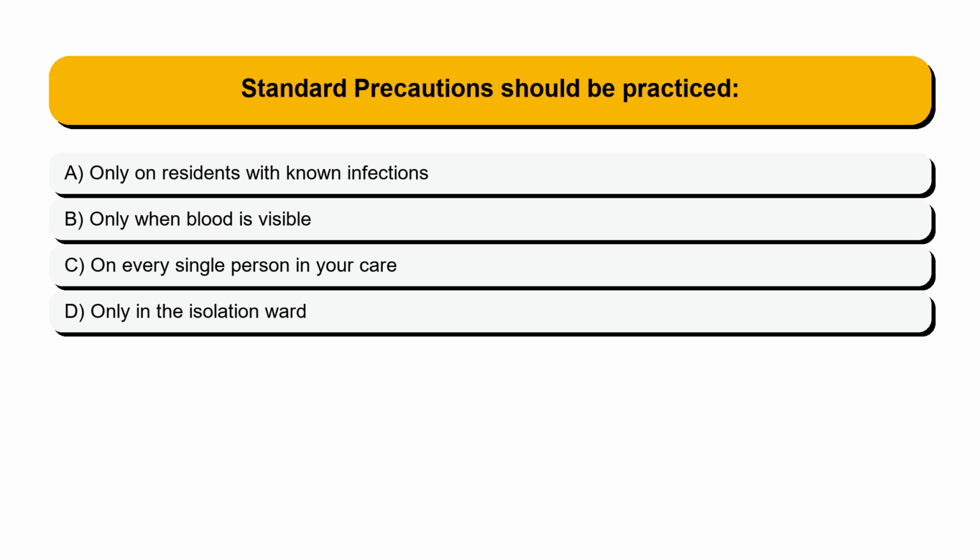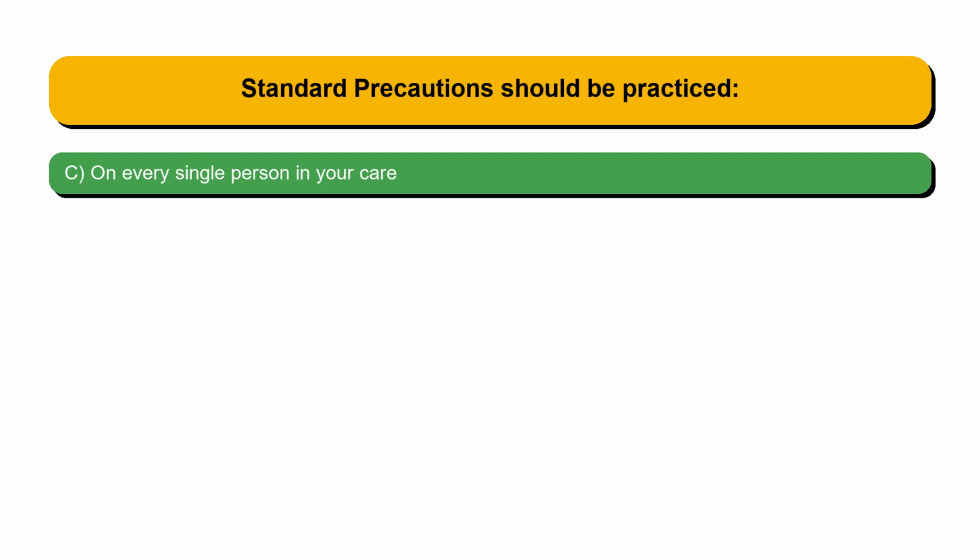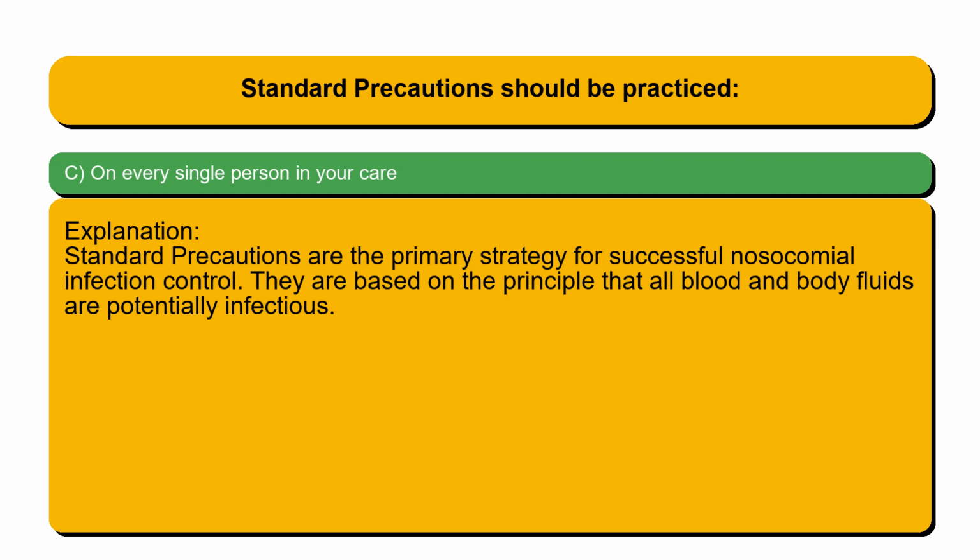Question 49. Standard precautions should be practiced. Option A. Only on residents with known infections. Option B. Only when blood is visible. Option C. On every single person in your care. Option D. Only in the isolation ward. The correct answer is option C. On every single person in your care. Standard precautions are the primary strategy for successful nosocomial infection control. They are based on the principle that all blood and body fluids are potentially infectious.